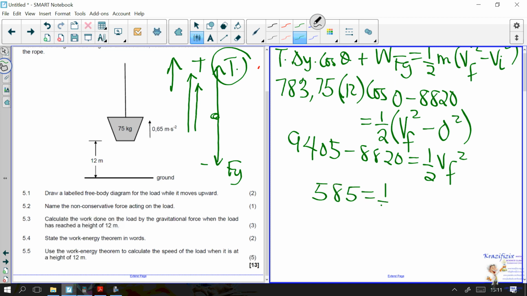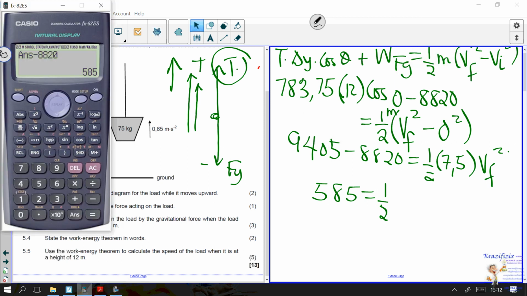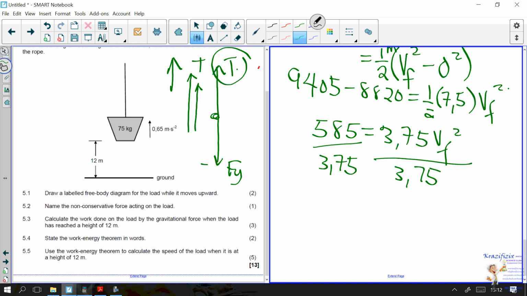585 equals to, oh, there's mass here, half m, sorry, and the mass is 7,5 Vf squared, all right, okay, which is half 7. Okay, to make it easier for some people, we can just divide that, but if you are a mathematics learner, you can just cross multiply. But let's do simple things. 3,75 Vf squared. Can we divide both sides by 3,75? What are we going to have?